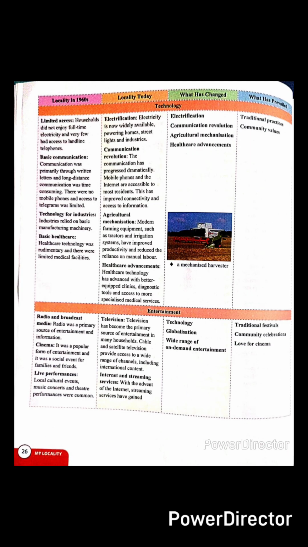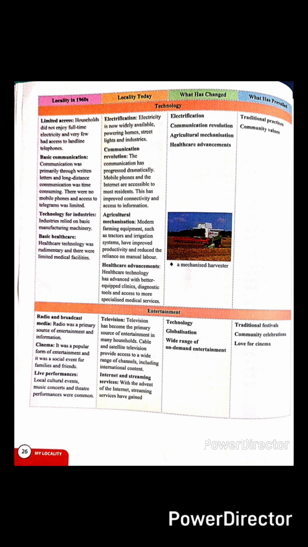Next, technology. Locality in 1960s: limited access, basic communication, technology for industries, basic healthcare. Locality today: electrification, communication revolution, agricultural mechanization, healthcare advancements. What has changed? Electrification, communication revolution, agricultural mechanization, healthcare advancements. What has prevailed? Traditional practices and community values.